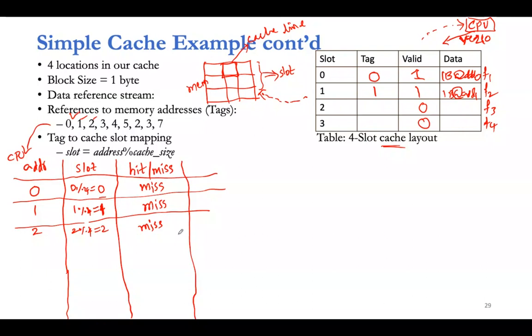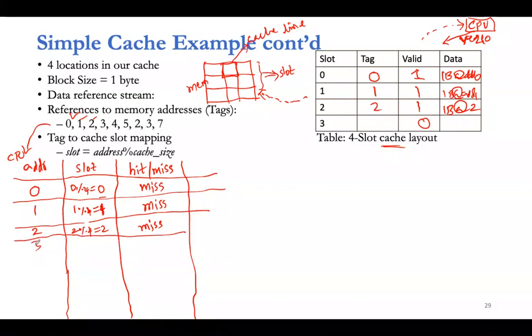So when data is missing, it will retrieve that data from your address 2, from your cache line address 2. That is 1 byte of data retrieved. Correct? Then automatically the valid bit will be updated from 0 to 1, and the tag address for this cache line will be 2.